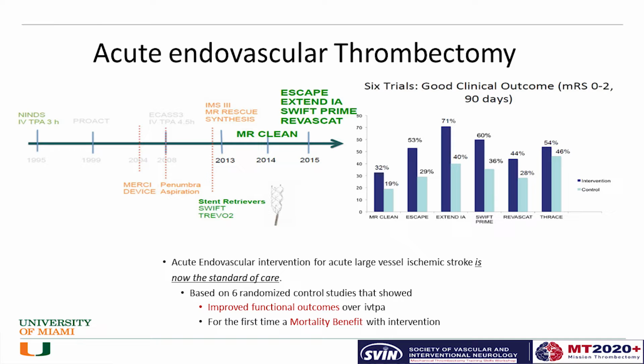With the publication of the results of the MR CLEAN trial, the other trials actually stopped and took a look at their data and again confirmed robust evidence that patients had a better outcome with mechanical thrombectomy than without. And so you see with ESCAPE, 53% of patients were likely to have a good outcome versus 29%. With EXTEND-IA, 71% versus 40%. SWIFT PRIME, which was done in the US, showed the same robust benefit. And then the THRACE trial, the same robust benefit.